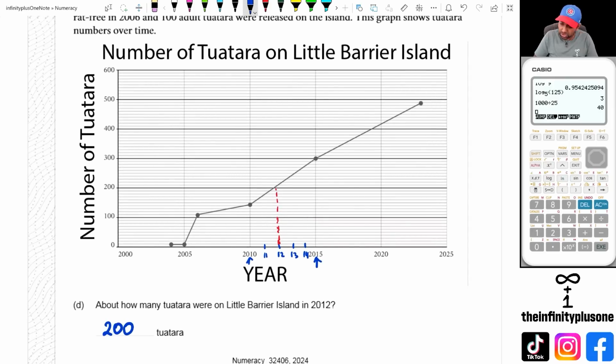Now, in the answer schedule, they say that they accept a range between 180 and 220. That means they will accept, how many lines are there? I think it's 10. So anywhere between there and there. So it's quite a large range that you could potentially get your answer in. So 200 is the right answer, but they will accept an answer between 180 and 220.